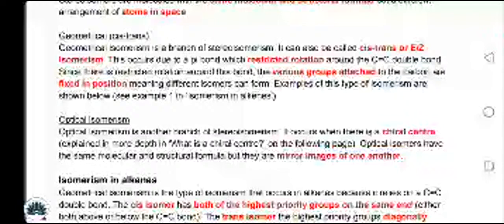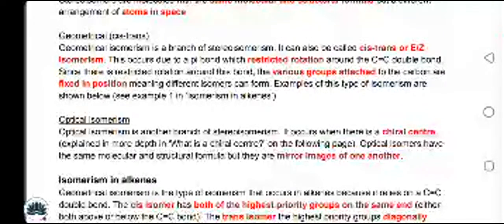Cis trans. Okay. Geometrical isomerism is a branch of stereoisomerism. It can also be called cis-trans isomerism. This occurs due to a pi bond with restricted rotation around the carbon double bond. Since there is restricted rotation around this bond, the various groups attached to the carbon are fixed in position, meaning different isomers can form. Examples of this type of isomerism are shown below.